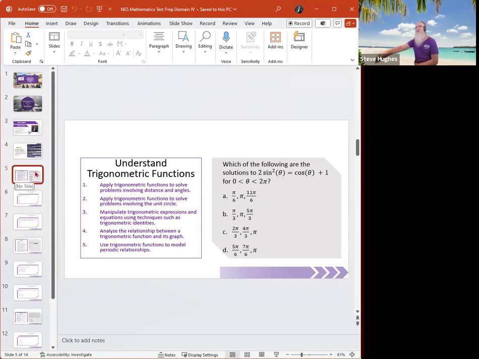Let me grab a pencil here and we're going to talk the first question through together. So let's walk through this. It says, which of the following are solutions to this trigonometric equation, 2 sine squared theta equals cosine theta plus 1? And they give us 4 examples.